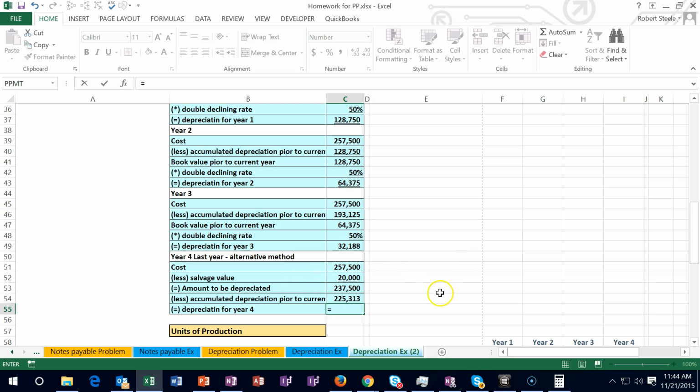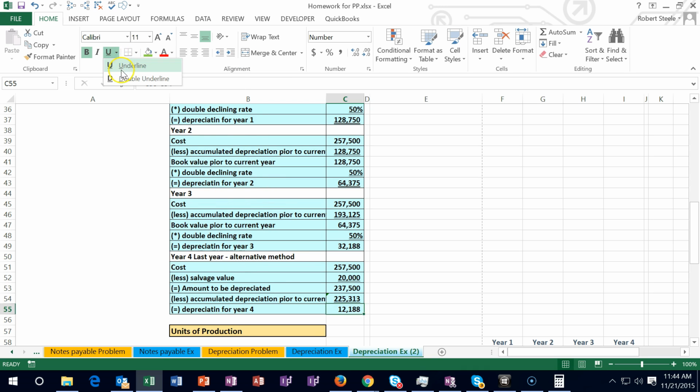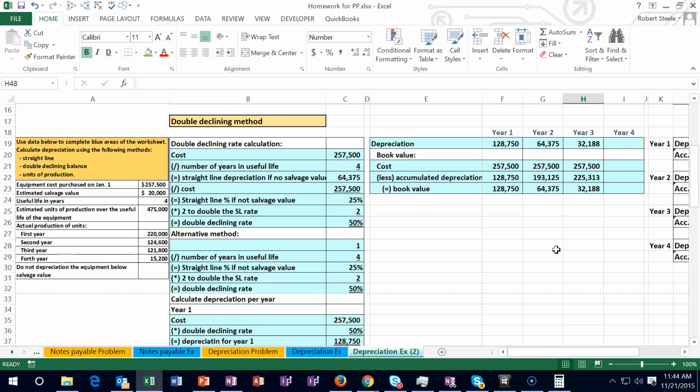So this equals what we want to depreciate over the useful life less what we've done so far prior to year 4, and that gives us the 12,188. I'm going to put an underline under here, and we'll double that here. And now let's go back up and see if this does what we want it to do. Well, what do we want it to do? Leave us with a book value equal to the salvage of 20,000. All right, so let's do that.